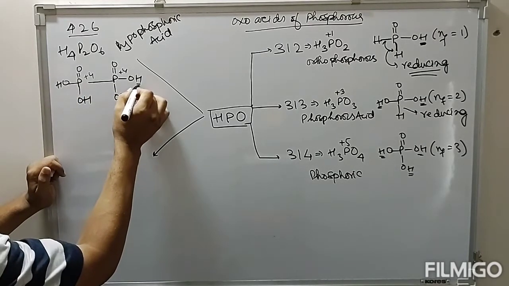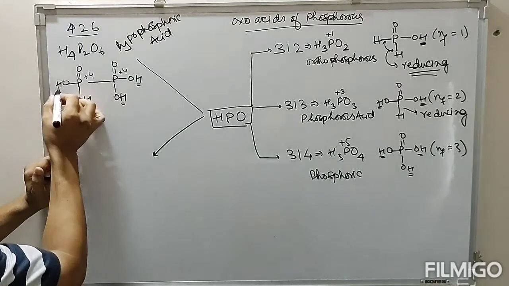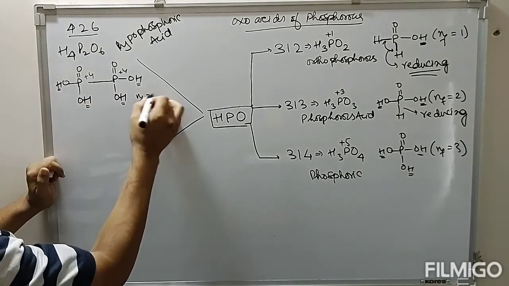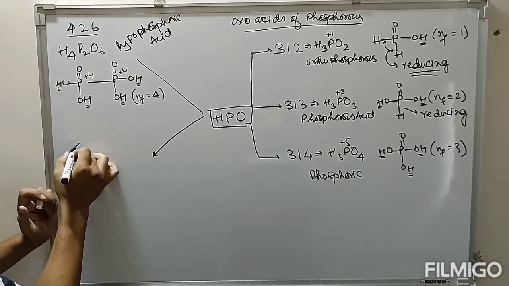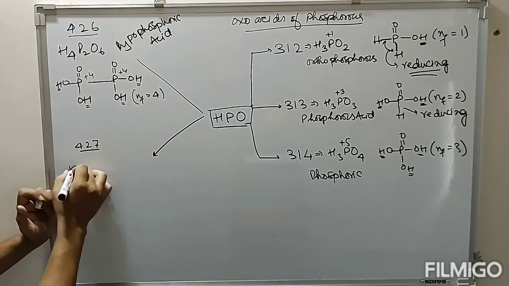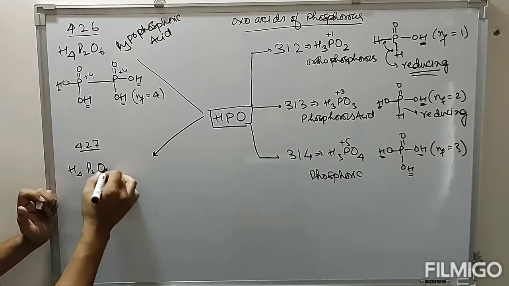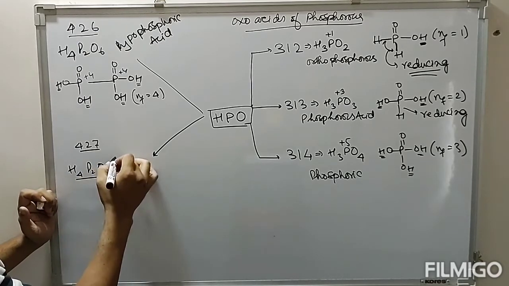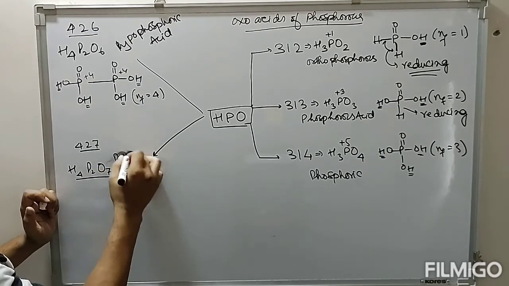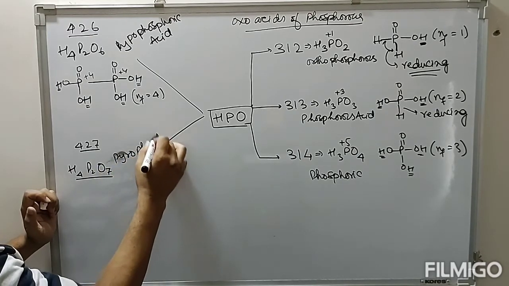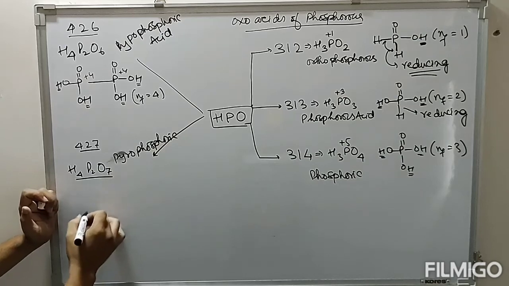This is the structure. Look at this, the n-factor is 4. There are 4 ionizable hydrogens. Then we have H4P2O7. This compound is known as pyrophosphoric acid.